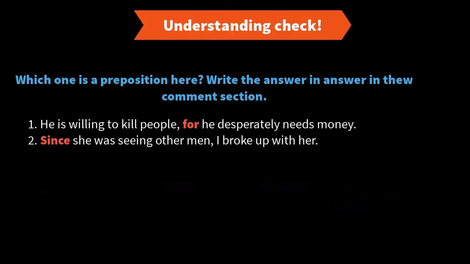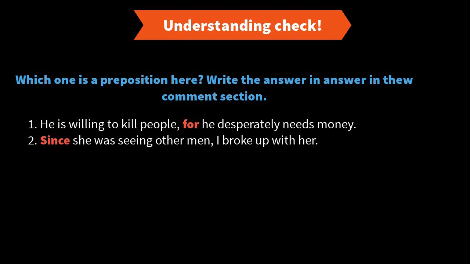So on your screen are two examples. You have to tell me which example has a preposition. Write in the comment section below. Pause the video right now and write in the comment section below. Alright, I hope you've done it. Now guys, both these sentences do not have a preposition. These sentences have conjunctions. Both for and since are conjunctions here, not prepositions.